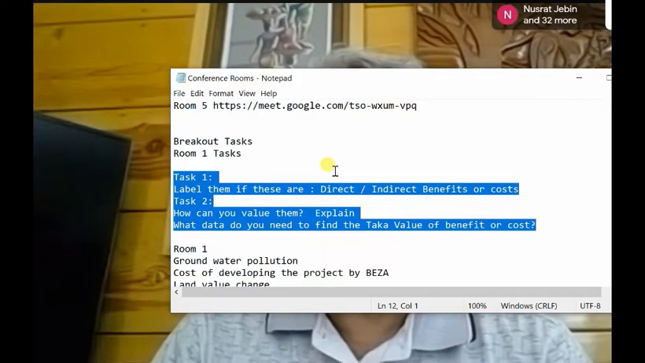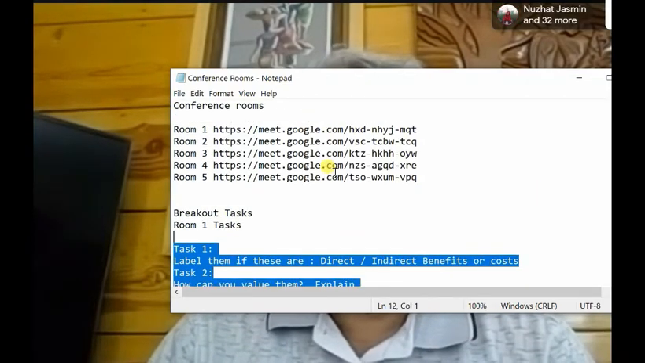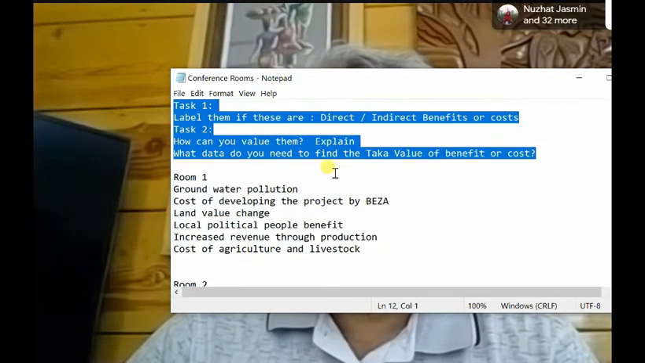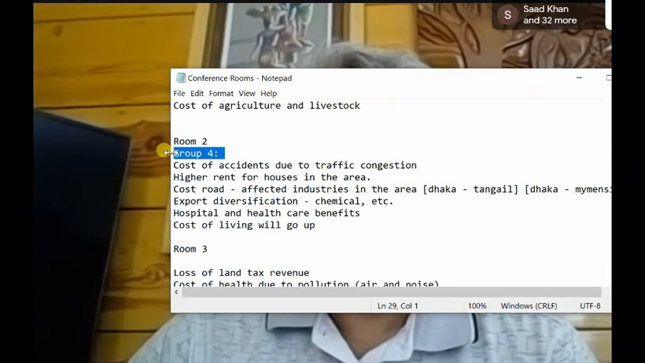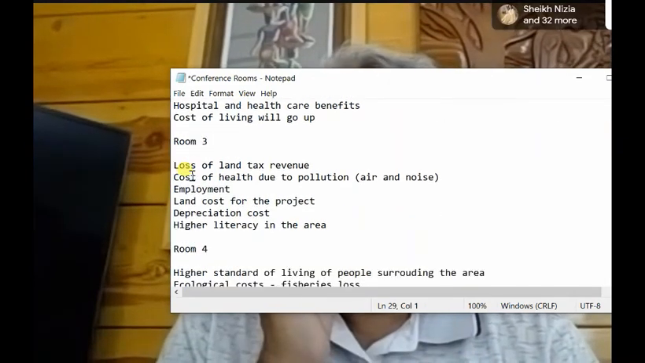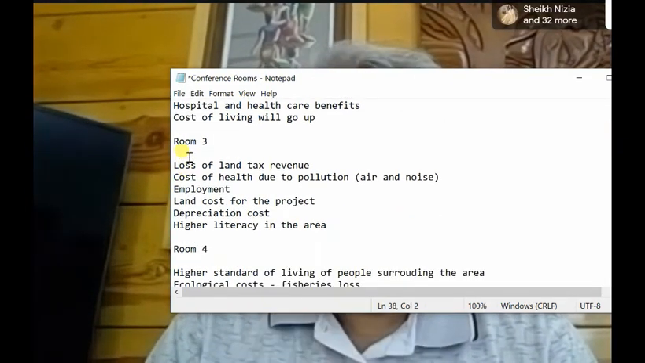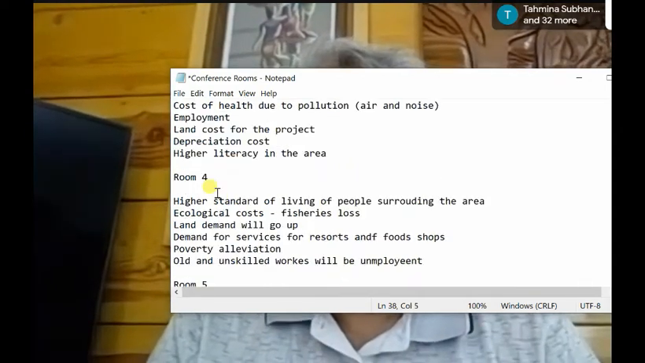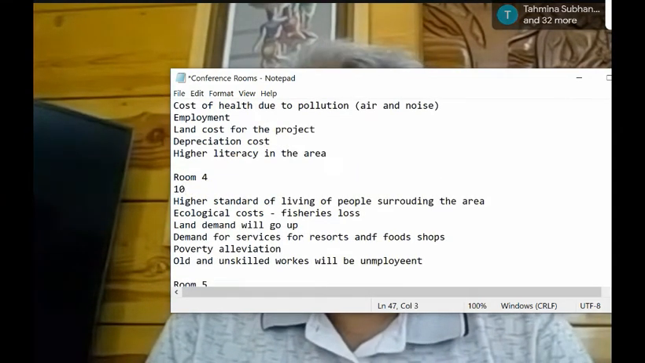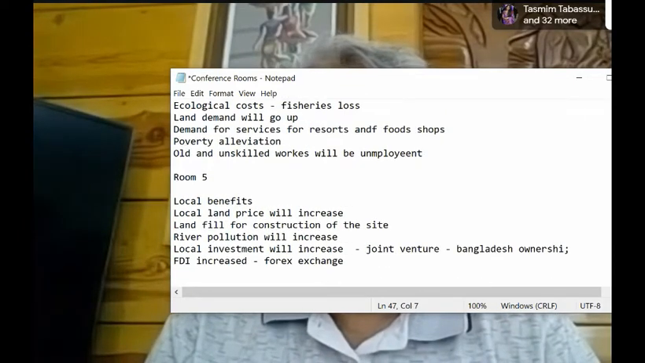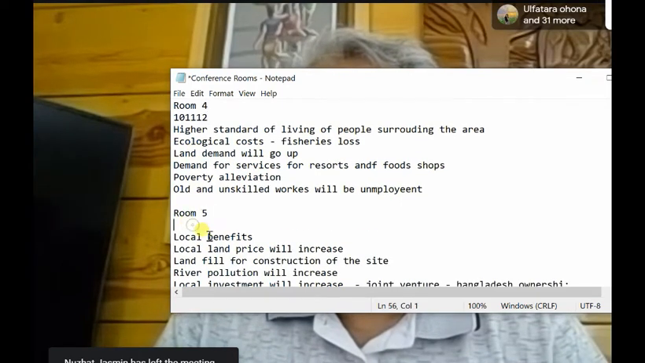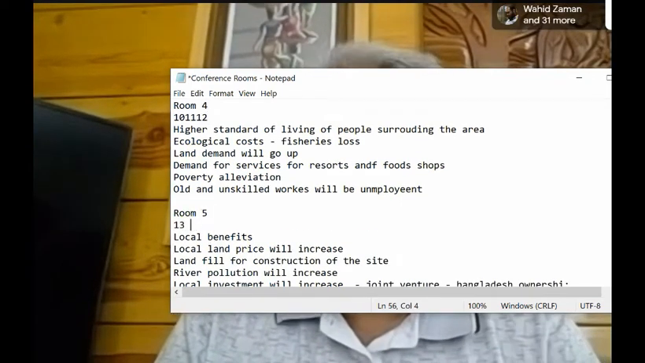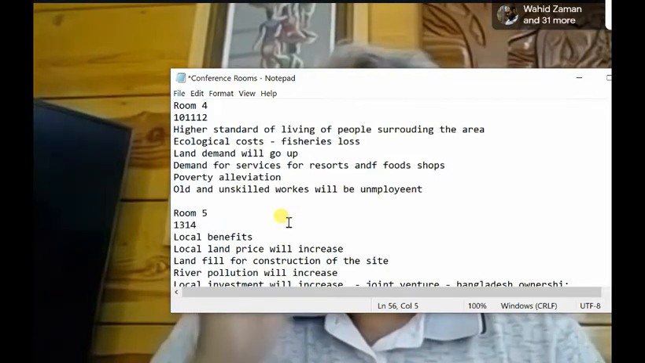Let me explain how it will work. Let me look at my note. Okay, so groups 1, 2, 3 in room number 1, 4, 5, 6 in room number 2, then 7, 8, 9 in room number 3, and then 10, 11, 12 in room number 4. And 13, 14 in room number 5.